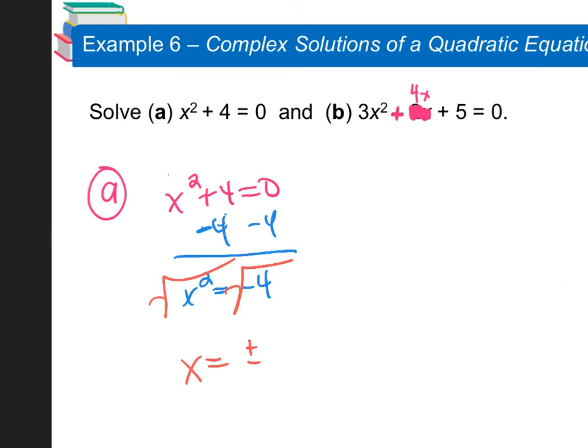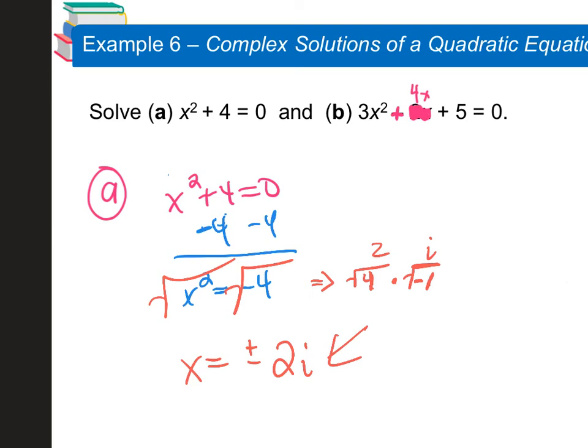What is the square root of 4? It's 2. What's the square root of negative 1? i. This is the same thing as saying the square root of 4 times the square root of negative 1, because we know that the value of the square root of negative 1 is i, and I know that the value of the square root of 4 is 2. If you have a negative underneath your radical, you will have an i in your answer.